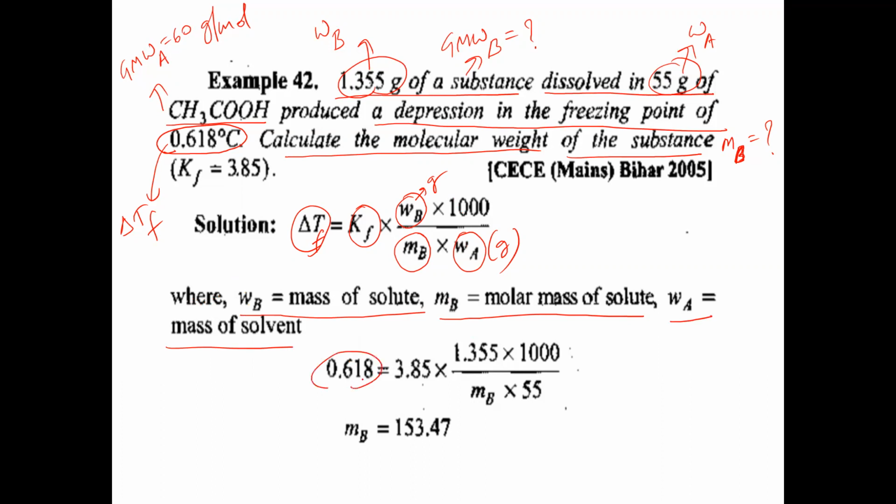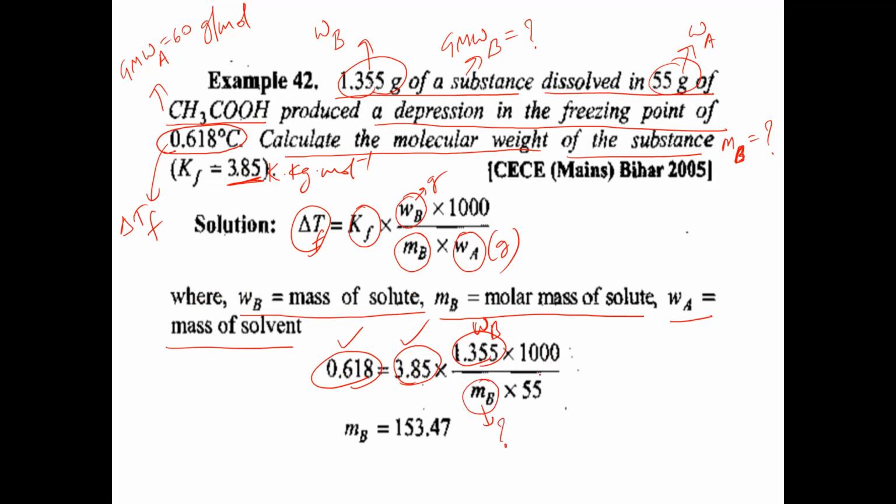Where delta Tf is the depression in freezing point, equal to Kf value given here. The Kf value of solvent is given as 3.85 Kelvin kg mole inverse. So Kf is given, delta Tf is given. And what is the weight of solute given? Weight of solute Wb is 1.355 grams. And the gram molecular weight of solute we need to calculate.